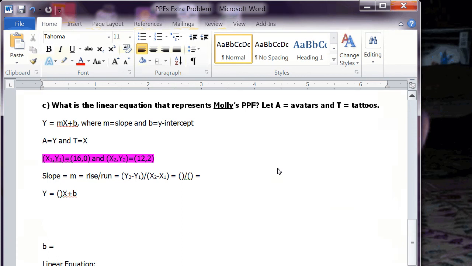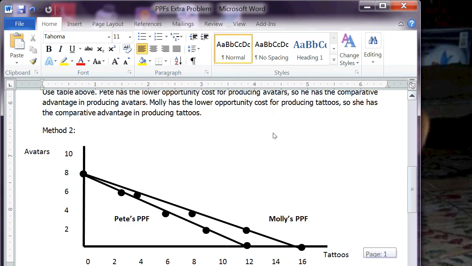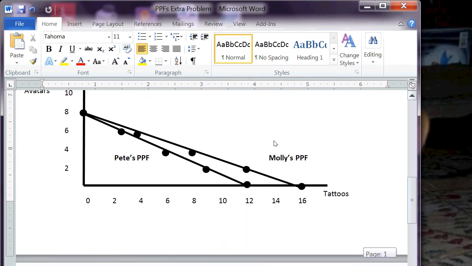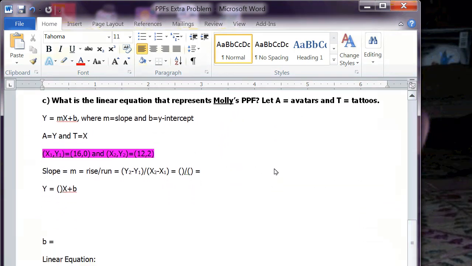The way we have drawn our graph up here, we have drawn avatars on the y-axis, so A is going to be equal to y, and we've drawn tattoos on our horizontal axis, so T is going to be equal to x. So come down here and we say A equals y and T equals x. Now to find our slope, we're going to use rise over run, and that just means the distance between the two vertical coordinates over the distance between the two horizontal coordinates of the points.